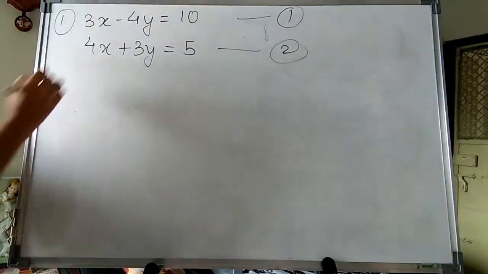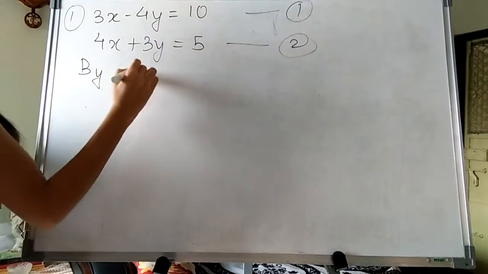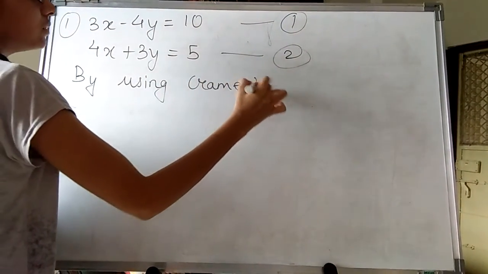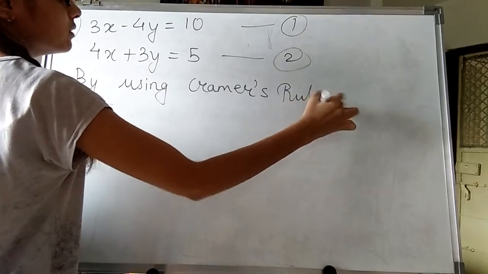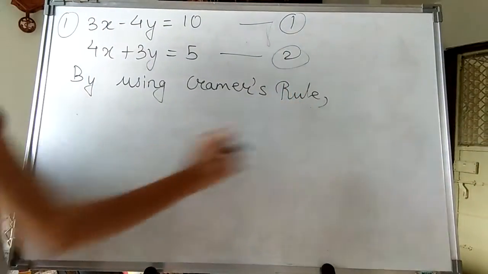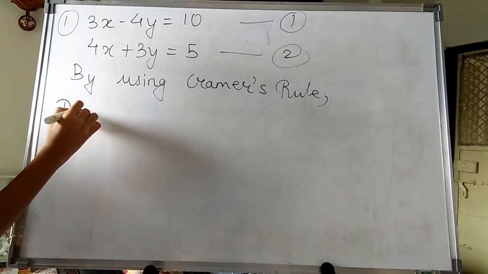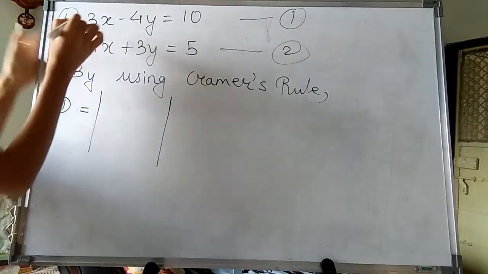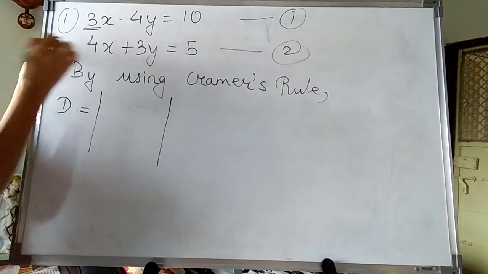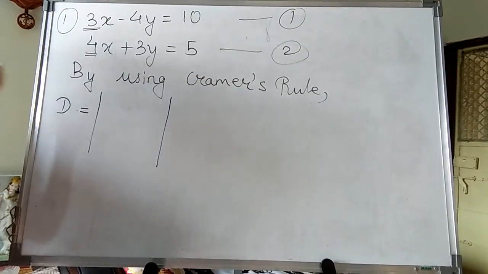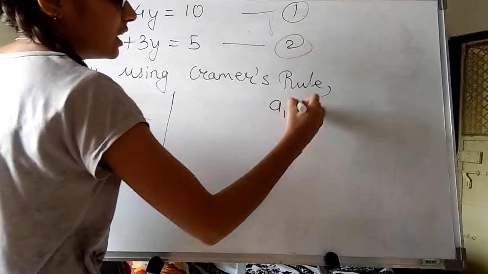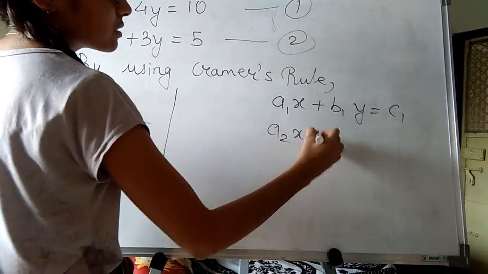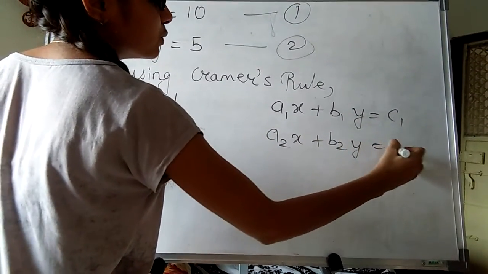So now, by using Cramer's rule, first we will find D. What is your D? A1. This is your A1 now. This is your A2. Compare the equations. See, I am writing here again. A1x plus B1y is equal to C1. A2x plus B2y is equal to C2. Don't forget this thing.